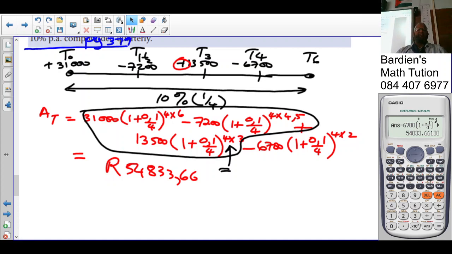So for homework, I want you guys to do 11.4. 11.4, you're going to do the even numbers. And 11.5 is the odd numbers. Okay? So 11.4 even numbers, 11.5 odd numbers.